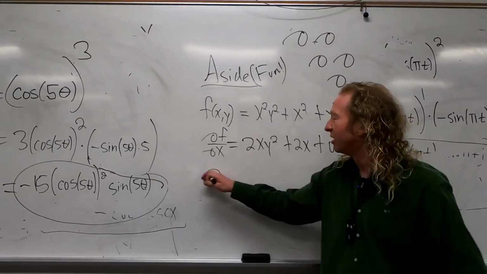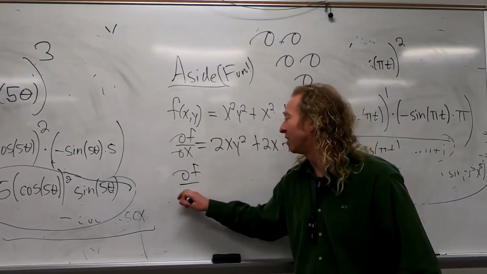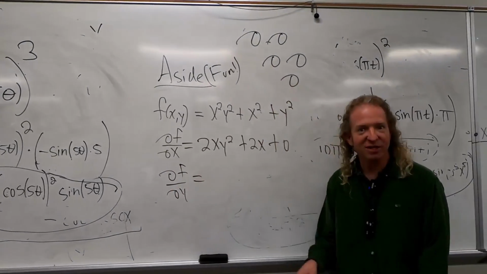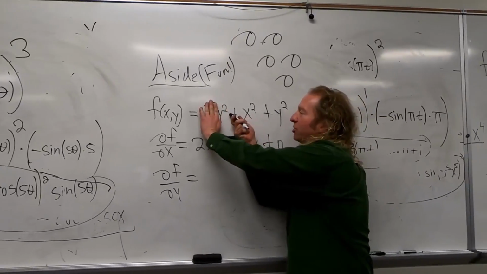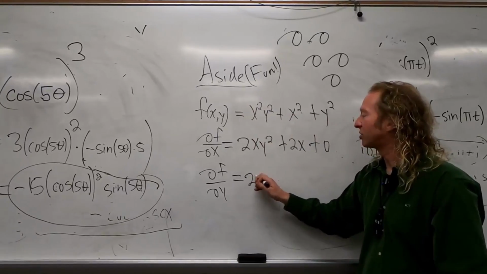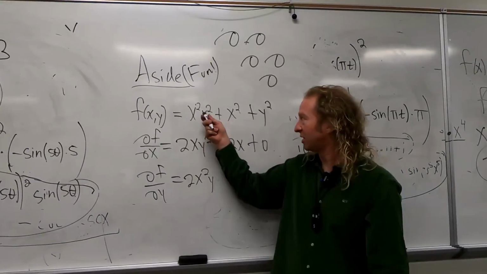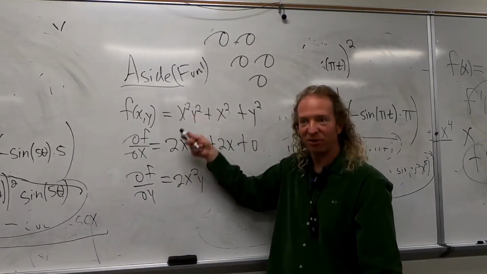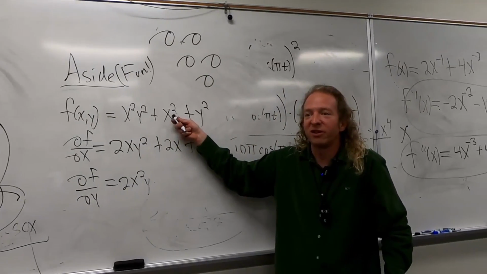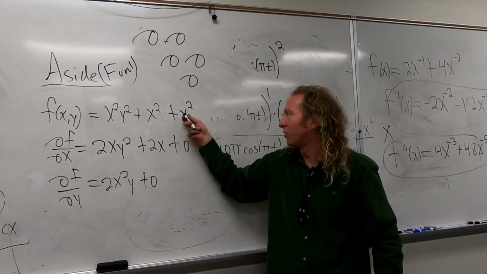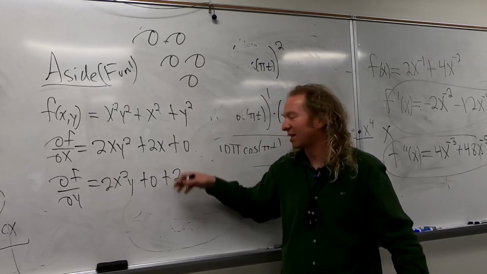So let's try this one. Del f, del y. Now all the x's are constants. So this is a constant, it hangs out. So we just get 2x squared y, right? Because the x is a constant. Because it's del f, del y. Oh, this is a constant, so what's the derivative? 0. And what's this derivative going to be? Just 2y.